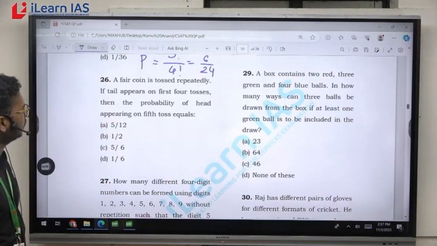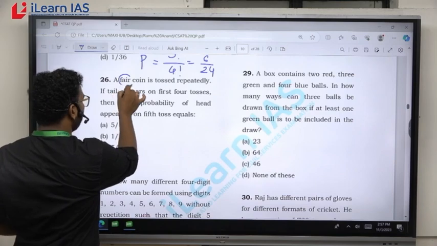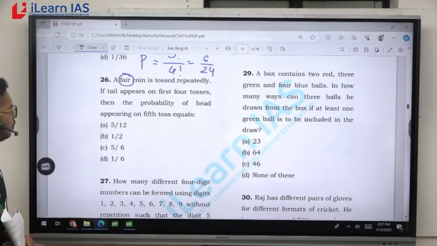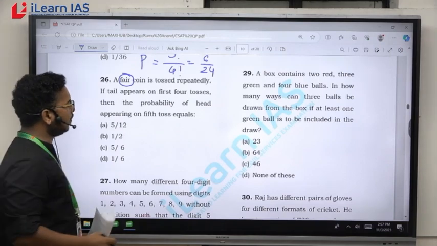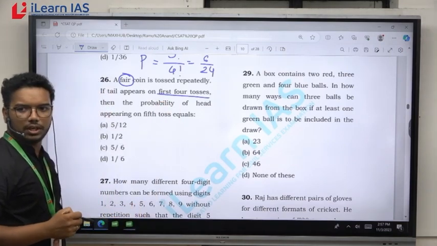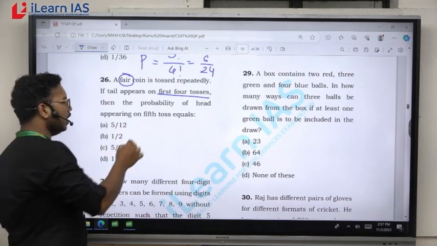26. A fair coin is tossed repeatedly. Note the point, a fair coin. This is a fair coin that is tossed repeatedly. If tail appears on first 4 tosses, then the probability of head appearing in the 5th toss.